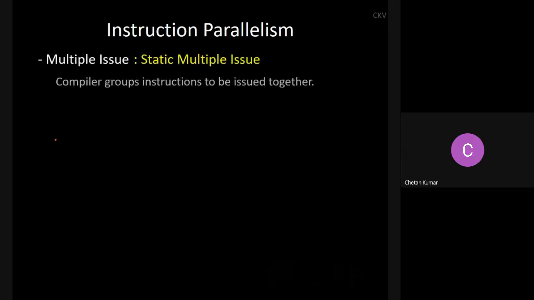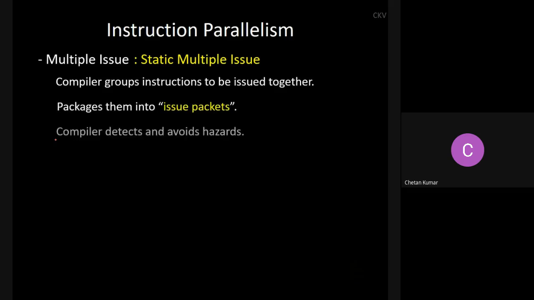So you have the static multiple issue processor. In static multiple issue, the majority of the work is done at the compiler level. It's the compiler which groups the instructions into something called issue packets, and then the compiler detects the hazards and tries to avoid them. So the majority of the work is done at the compiler level.